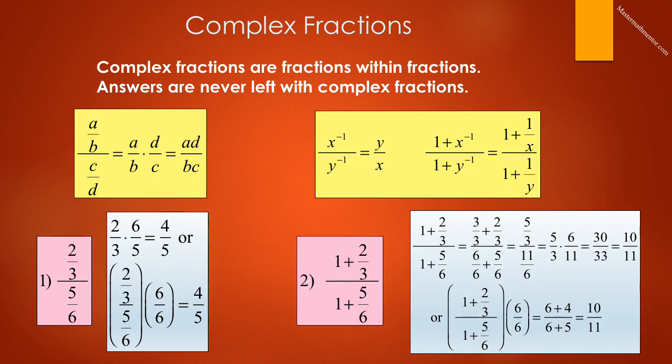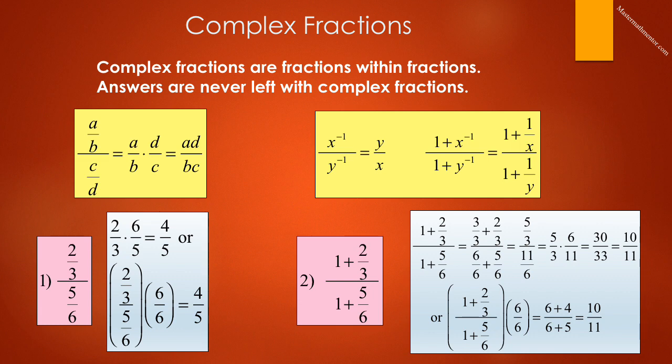Number 2 reads 1 plus 2/3 all over 1 plus 5/6. There are two methods of dealing with this. The first method is one that many teachers teach, and I do not recommend, but let's show it. We will work with both numerator and denominator, getting common denominators in each. So for the numerator, we will write 1 plus 2/3 as 3/3 plus 2/3. And for the denominator, we will write 1 plus 5/6 as 6 over 6 plus 5 over 6.